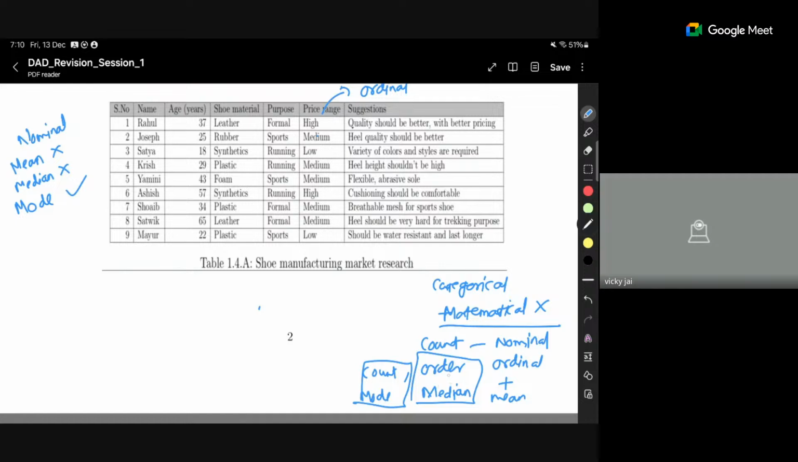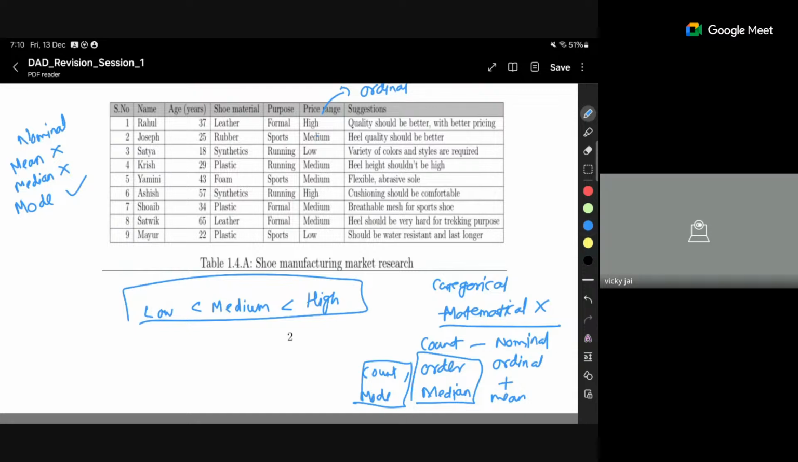Can we do ordering here? Yes, right. So order is there: low, medium, high. So three kinds of orders are there, and we can do the ordering. So we can find the median, the middle one, right?